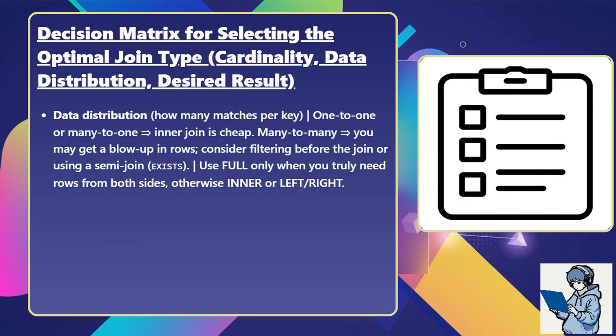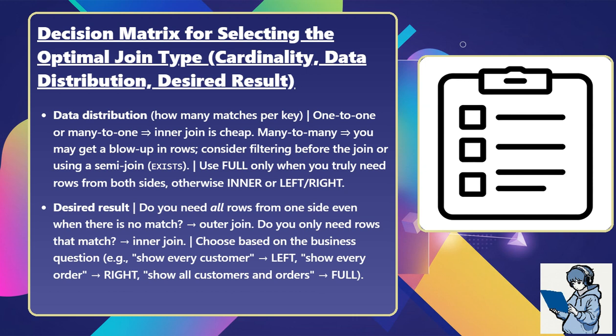Data distribution, how many matches per key. One-to-one or many-to-one implies inner join is cheap. Many-to-many implies you may get a blow-up in rows. Consider filtering before the join or using a semi-join, exists. Use full only when you truly need rows from both sides, otherwise inner or left or right.